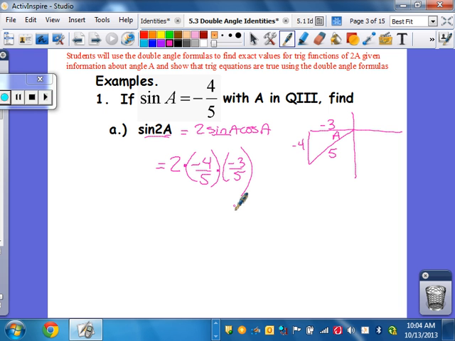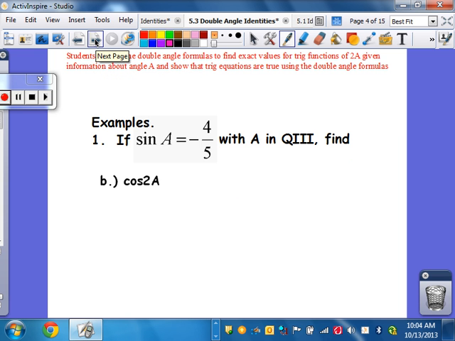So on the top you have what? 2 times negative 4 is negative 8, times negative 3 is positive 24. On the bottom is 5 times 5, 25. So the double angle is 24 over 25. Okay? I'm going to do the exact same problem setup, but I want to do cosine double angle.